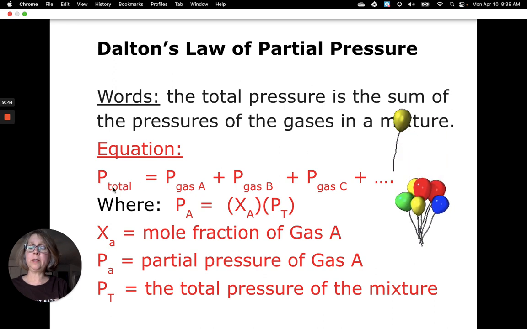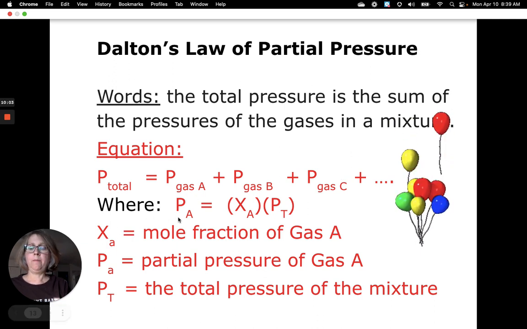So here's the equation. The total pressure of a mixture of gases in a container will be what's called the partial pressure of gas A plus the partial pressure of gas B plus the partial pressure of gas C, and however many gases we have in that contained mixture.